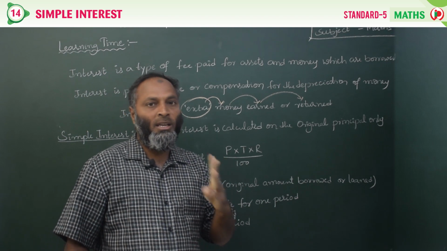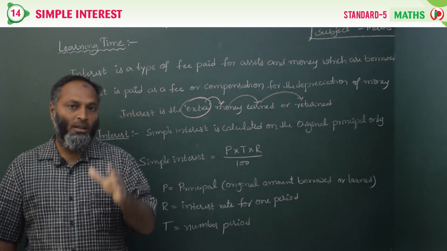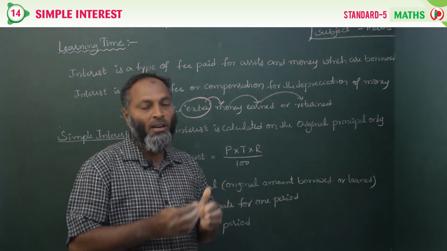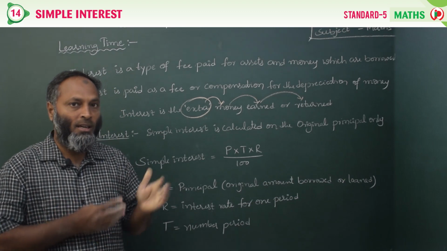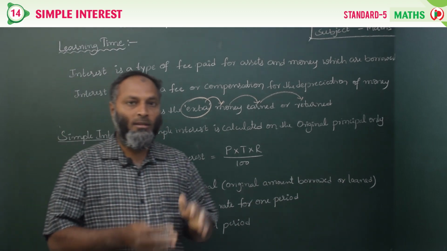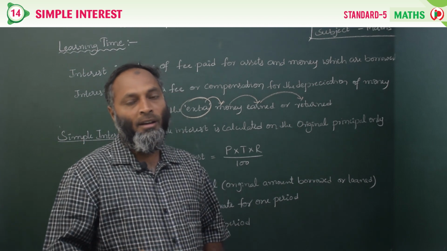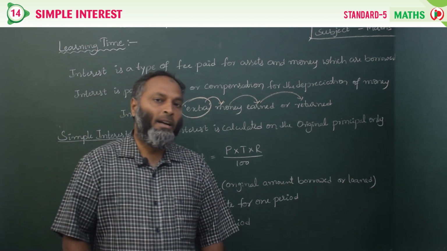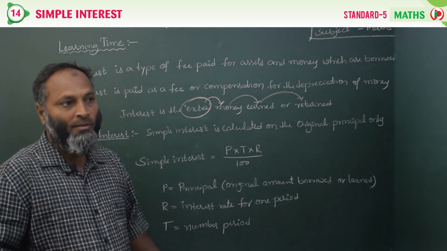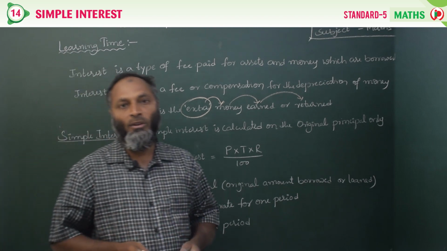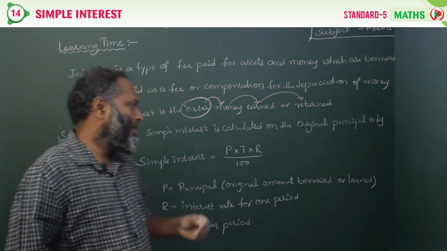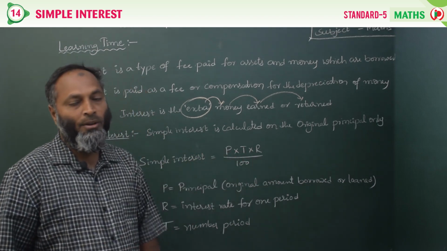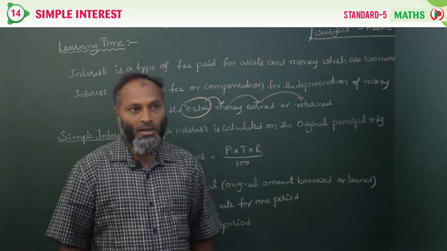So here, PTR by 100. P is the principal amount, that means whatever amount we are taking, the original amount we are borrowing or the loan, that amount is the principal amount. R means rate of interest, the rate at which the principal amount is borrowed. And T means time period, for how much time you took the loan. So the simple interest formula is P into T into R by 100. Okay students.